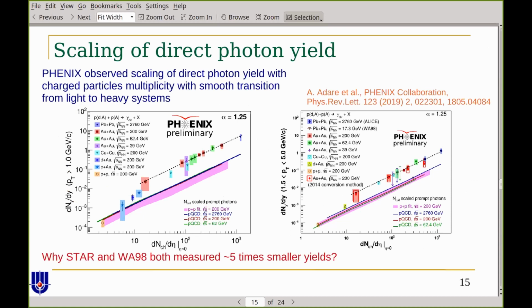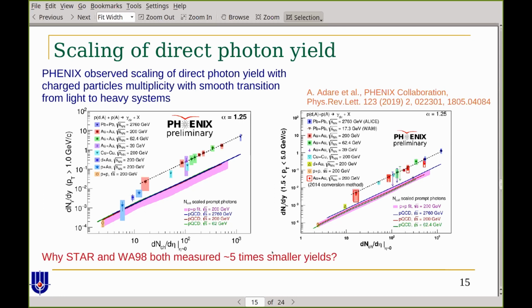Recently, PHENIX produced a very interesting scaling. They calculated the overall pT-integrated direct photon yield versus charged particle multiplicity. This is the total number of direct photons with pT above 1 GeV in the left part and with pT above 5 GeV in the right part, versus charged particle multiplicity. This means charged particle multiplicity defines the total volume occupied by your system, and to some extent the lifetime of your system.